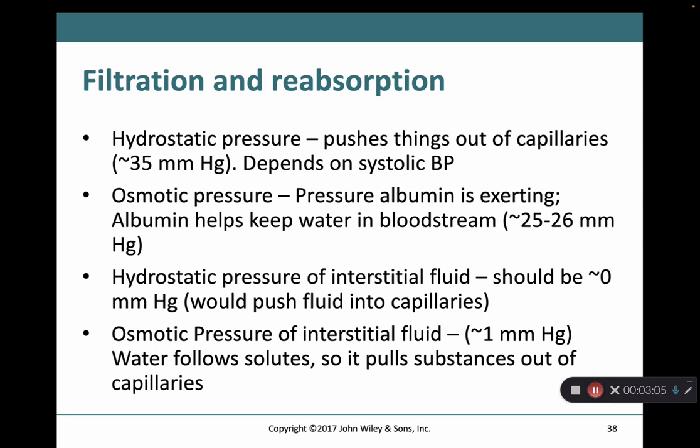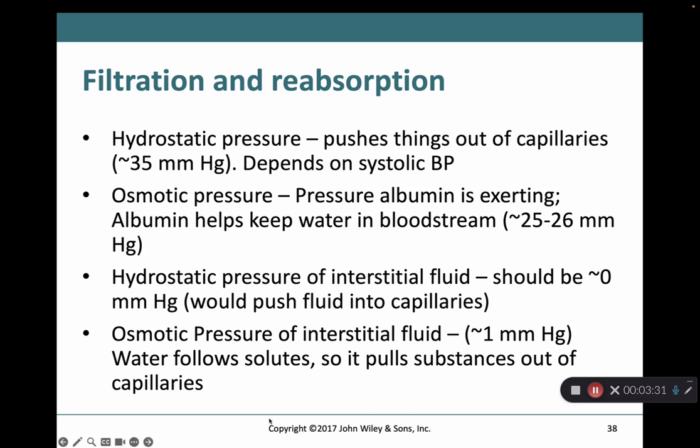Hydrostatic pressure of the interstitial fluid should be 0, but if it was higher, it would push fluid into the capillaries. But in a normal, healthy person, it's 0, so it really doesn't affect anything. And then the osmotic pressure of the interstitial fluid is about 1 millimeter mercury, so very, very low pressure.